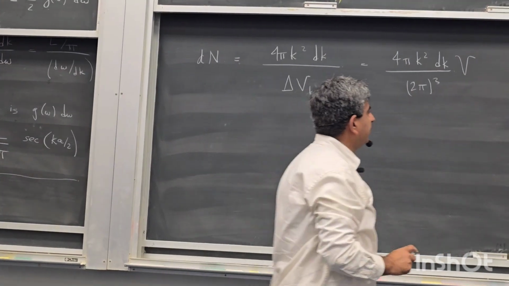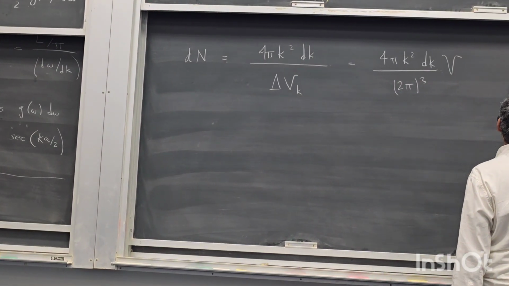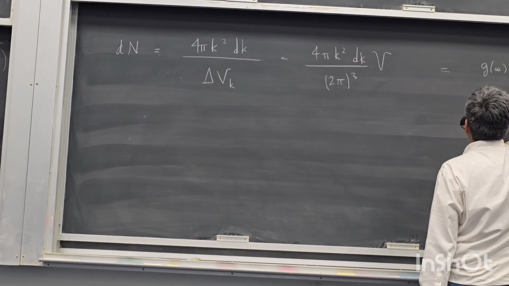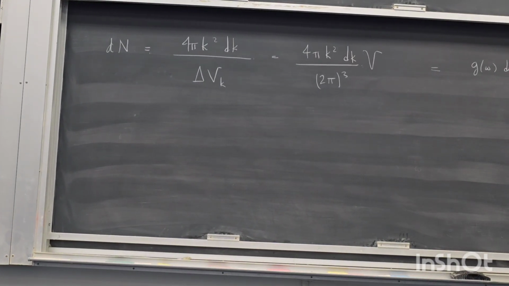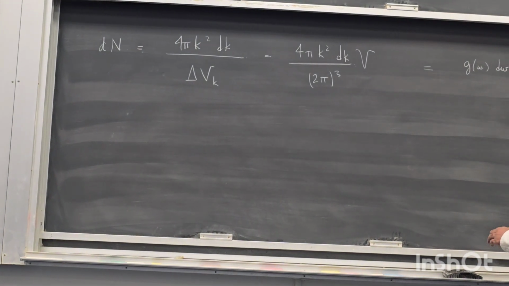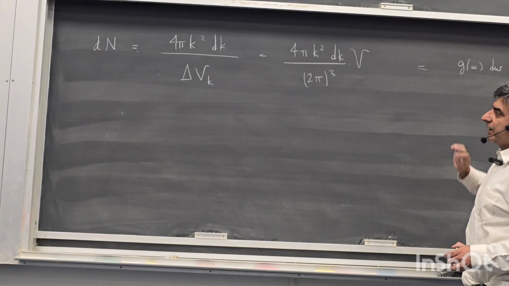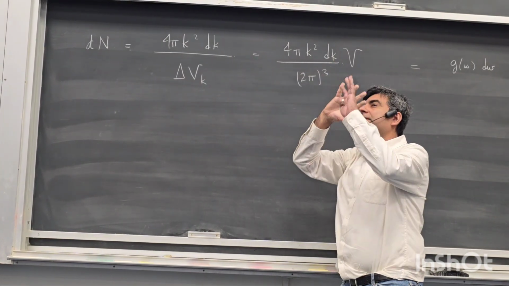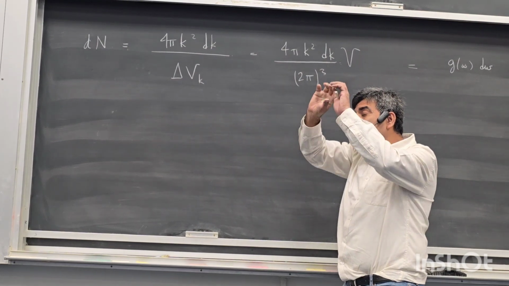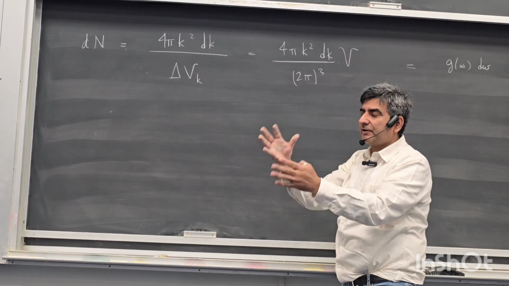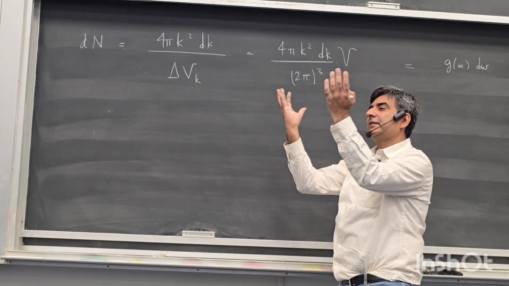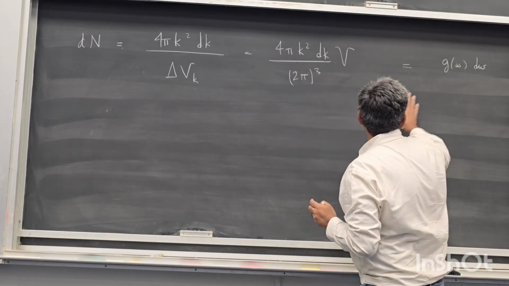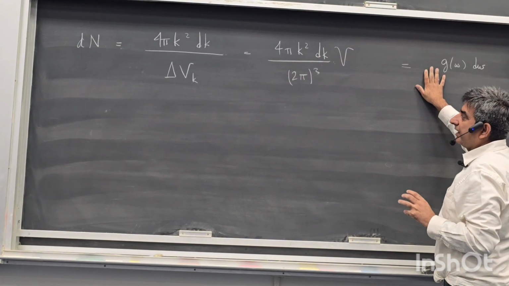Now this must equal g omega d omega. We do not multiply it with 1/2 or anything else, because this dk is a magnitude. This is the entire sphere, the entire annular ring in 3 dimensions, not a single quadrant or a single octant, but all 8 quadrants inside the reciprocal space. So we do not multiply this with any factor of 1/2 or anything else.